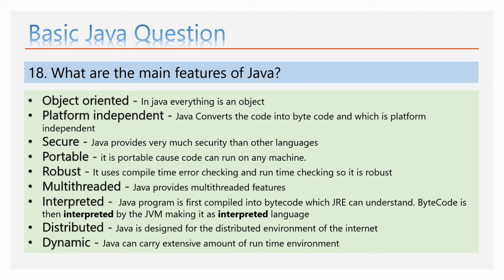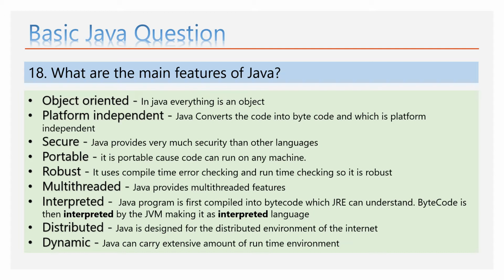Robust. It uses compile time error checking and runtime error checking, so it is robust. Multi-threaded. Java provides multi-threaded features. Interpreted. A Java program is first compiled into bytecode which JRE can understand. Bytecode is then interpreted by the JVM, making it an interpreted language.